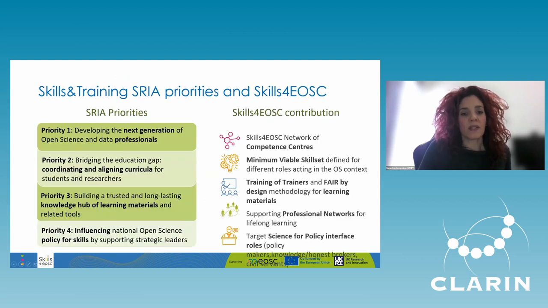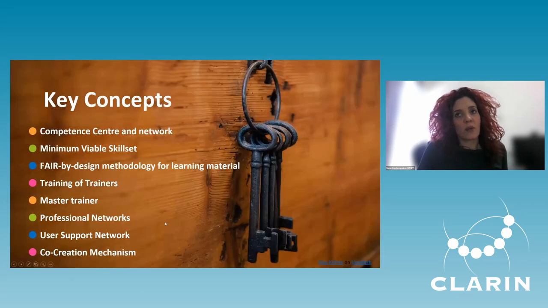So here we can see the correspondence between the SRIA priorities regarding skills and training and the points to which Skills4EOSC will contribute, such as the creation of the network of competence centers, defining minimum viable skill sets, and more. So how do we do this? We have a set of key concepts. We have already developed competence centers and the network, the minimum viable skill set, the FAIR methodology, about which you will hear more in the next presentation, the learning material, and the co-creation mechanism.